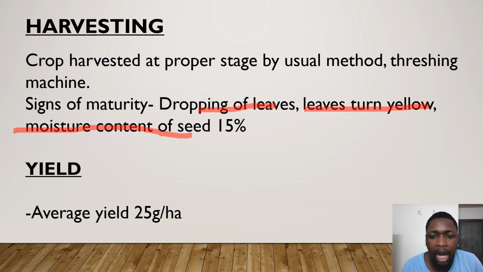What is the total yield which is expected to be harvested after all these practices have been done? So we expect an average of 25 kgs per hectare. So this is all about the cultivation of soybean crop.